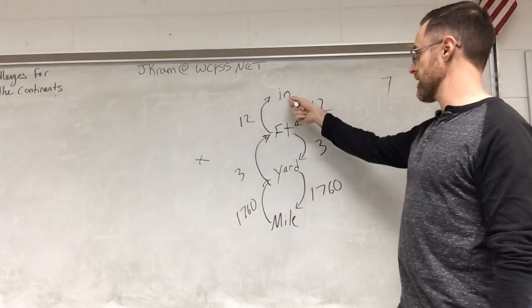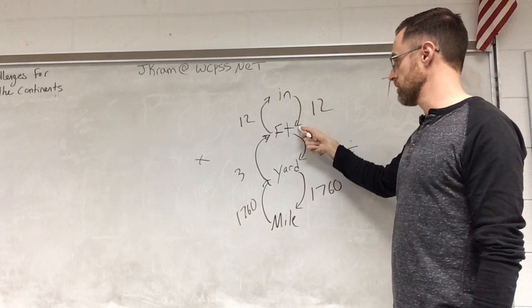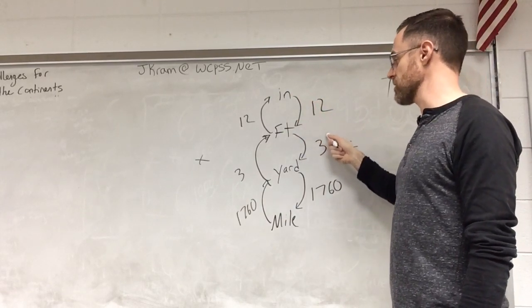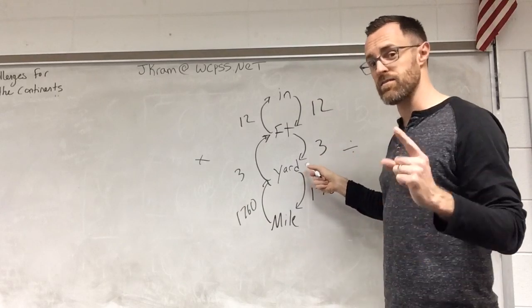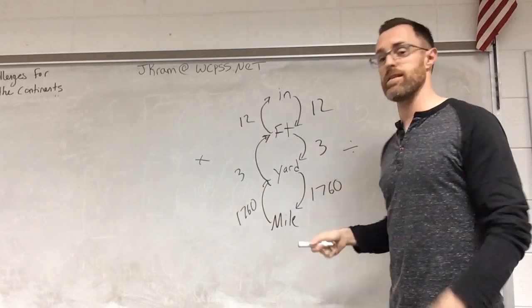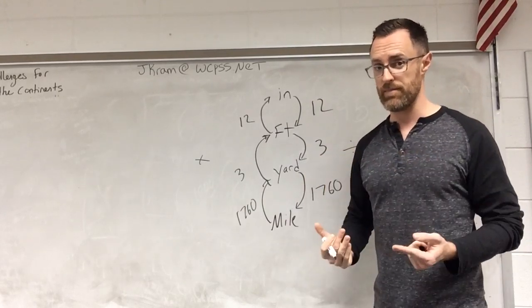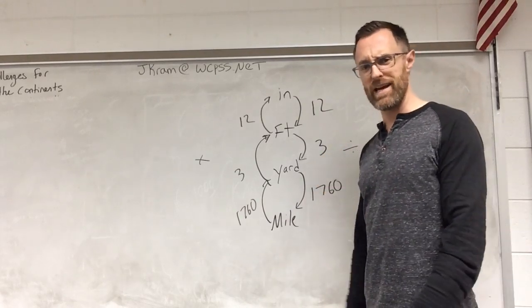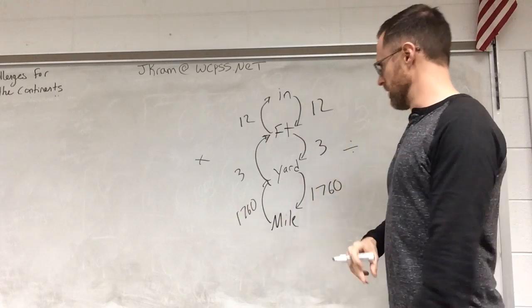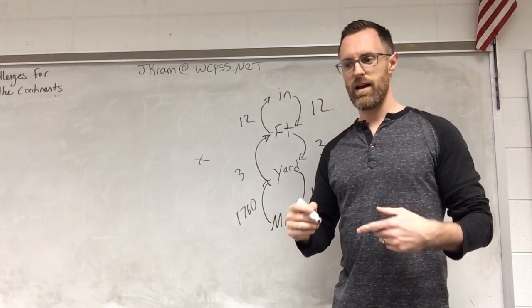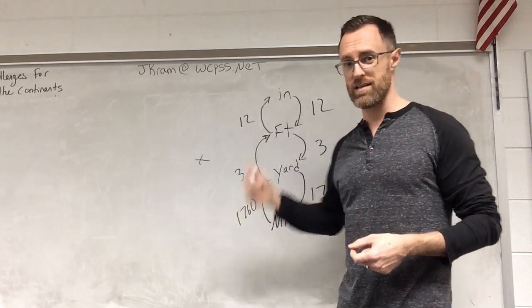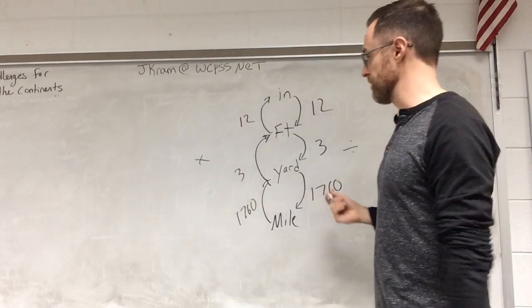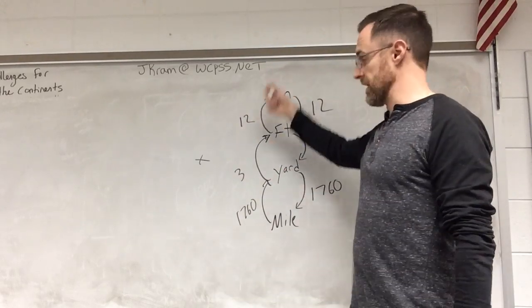First I'd have to divide by 12. Then I'd have to divide that answer by 3, and then divide that answer by 1,760. And I don't want to do that right now. This video would be too long. My answer would be so small. With decimals and metric, you can just hop the decimals. This, you're doing math.